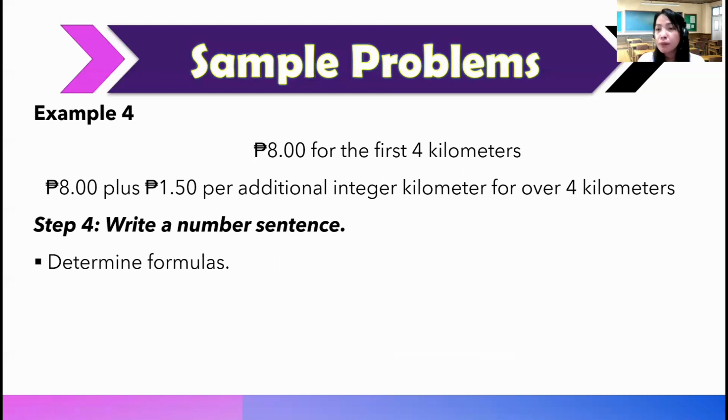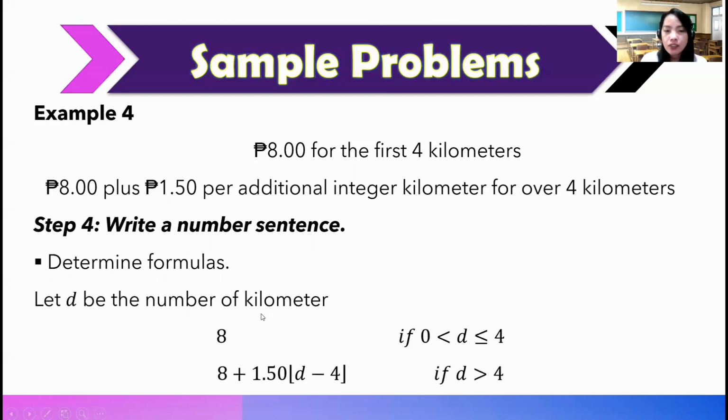Under step number 4, determine the formulas. So, let D be the number of kilometer. Yun yung distance na iaandar ng tricycle. D is the variable for the number of kilometer. So, sa unang condition, we have here 8 pesos para sa interval from 1 to 4. Integer ha? Integer. So, ibig sabihin, ang 0 dito ay hindi kasama because dito sa katabi niyang symbol, less than lang naman, walang guhit sa baba. D, less than or equal to 4. So, ibig sabihin ng 4 kasali dito sa interval na to. Ito yung unang condition that is for 8 pesos for the first 4 kilometers.